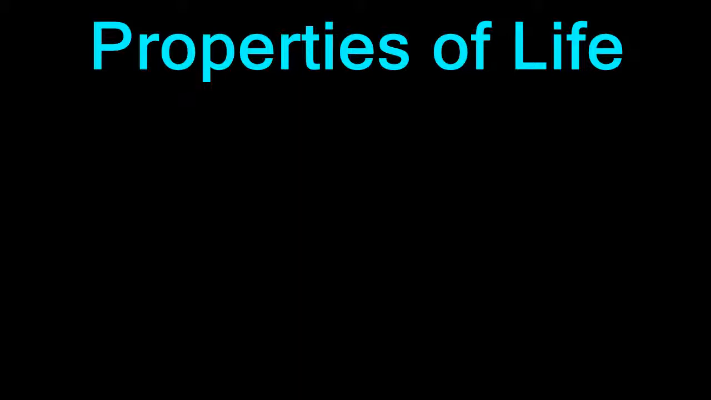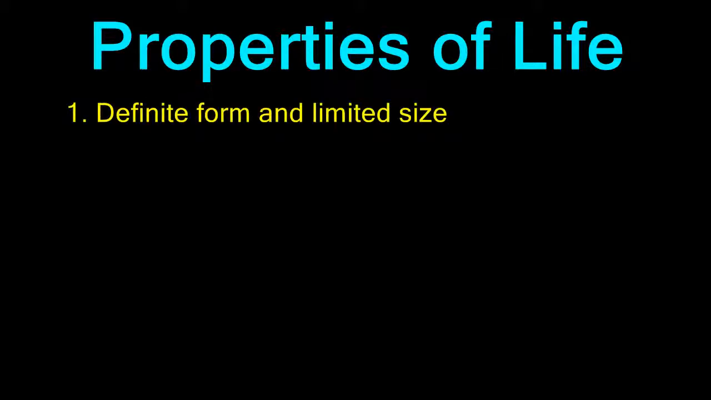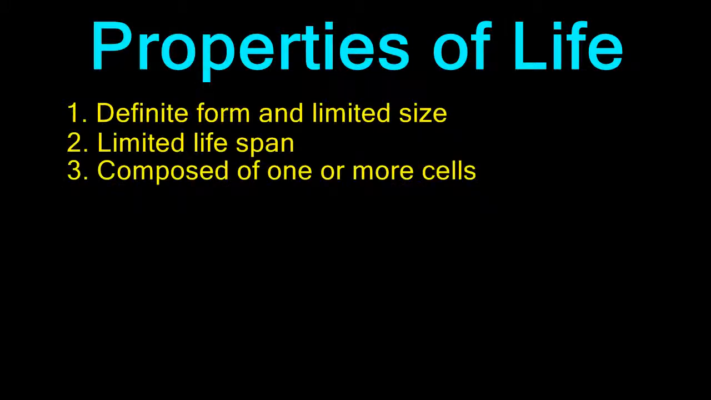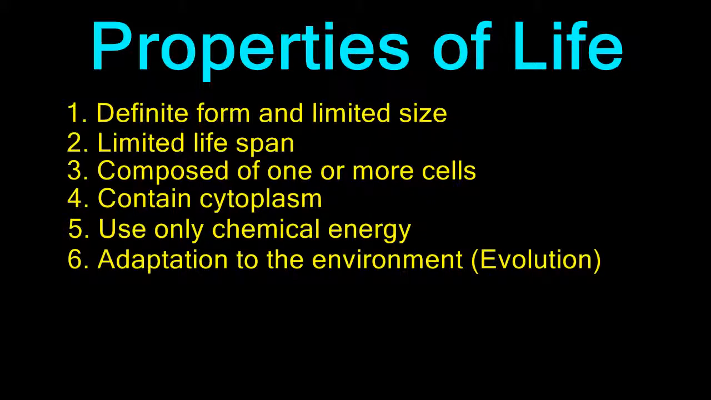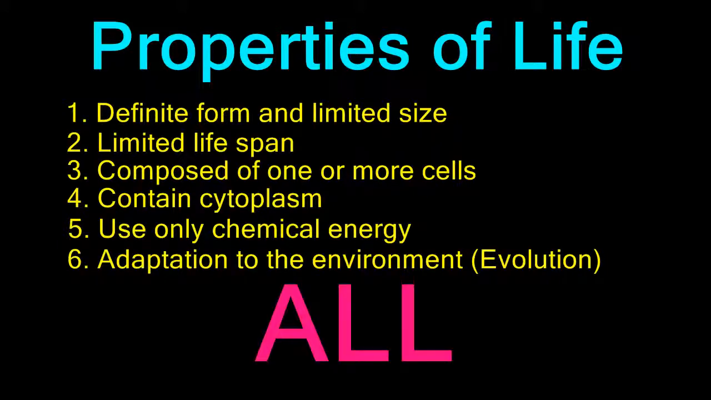Let's recap the properties of life. Number 1, all living things have definite form and limited size. They have a limited lifespan. They are composed of one or more cells. They contain cytoplasm. They use only chemical energy, and they adapt to their environment through the process of evolution. Keep in mind that in order to be considered alive, an organism must have all of these properties, not just one. This is an all or nothing deal.